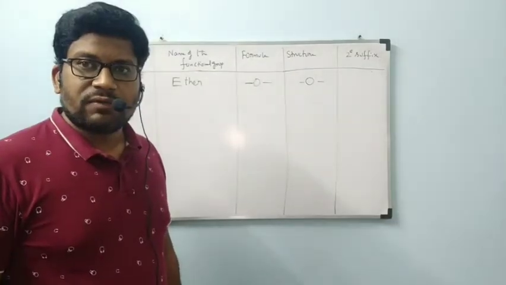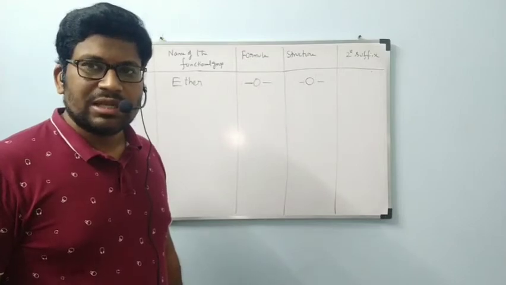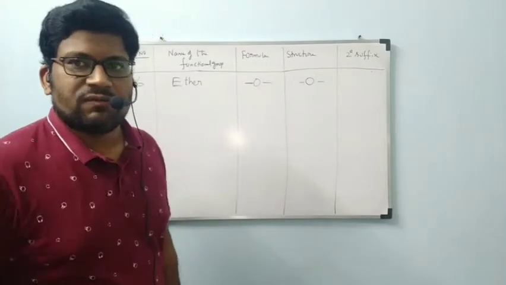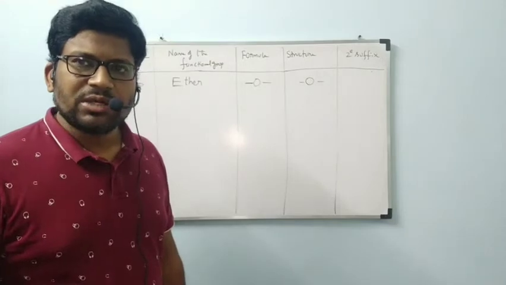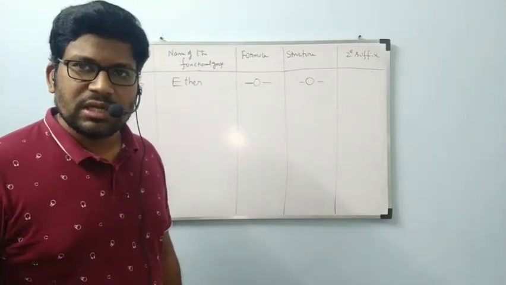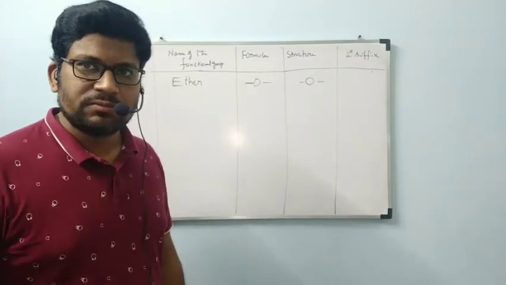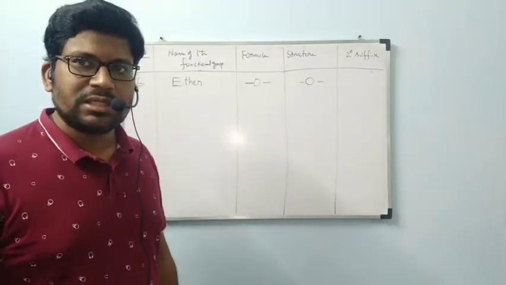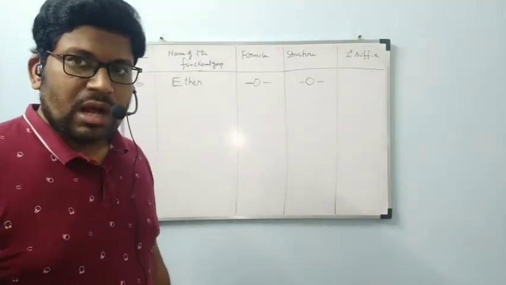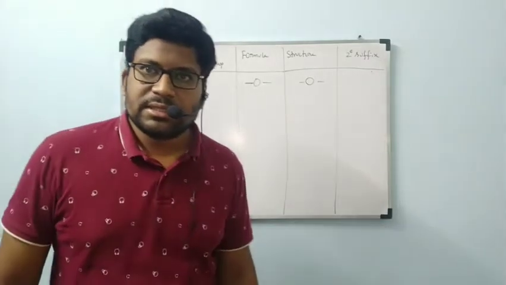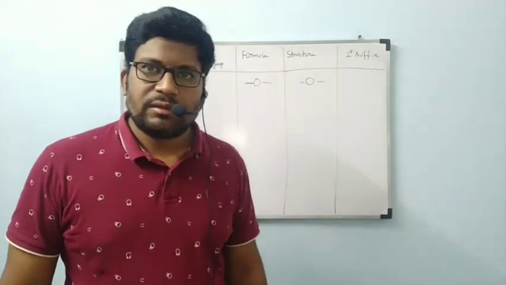General representation of carboxylic acid: RCOOH. That R group, at the time of explanation of individual functional groups, I will show. R group is nothing but an alkyl group only. CH3, C2H5, C3H7, these all come under R groups. Okay, an alkyl group is generally represented by capital R.